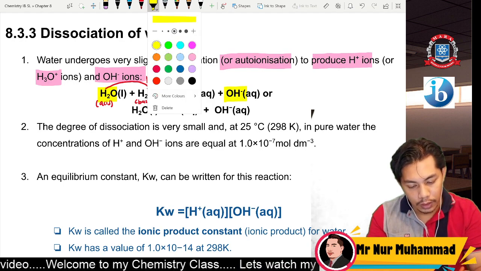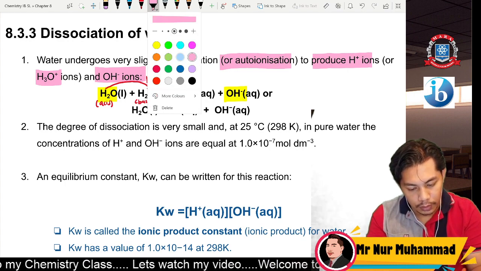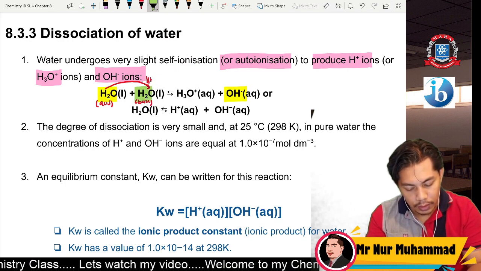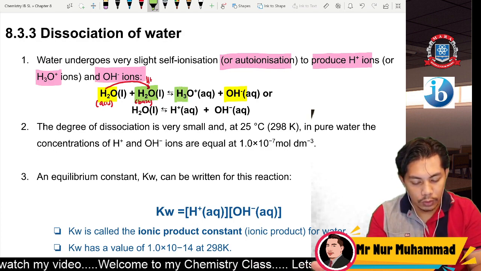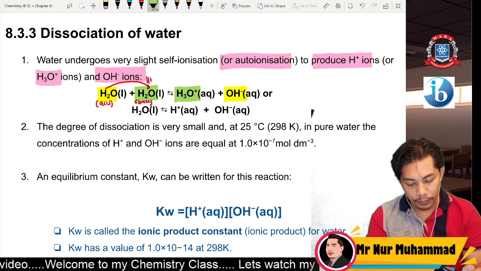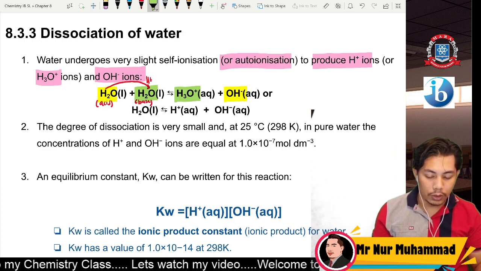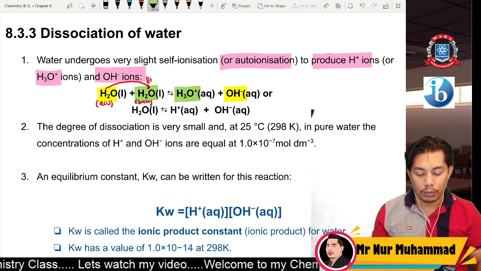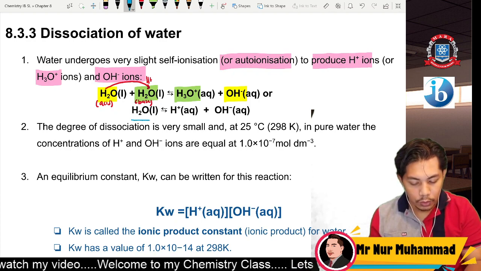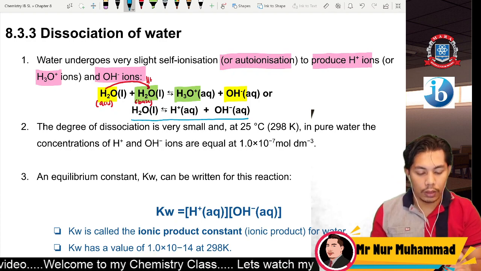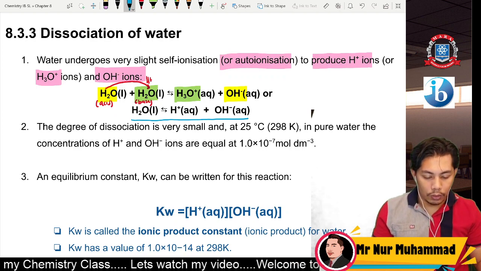Then another molecule of water, H2O, is the base. When it gains one proton, it forms hydronium ion. Or we can ignore the water molecule and write another chemical formula: H2O will ionize by itself, or auto-ionization, to produce hydrogen ion and hydroxide ion.